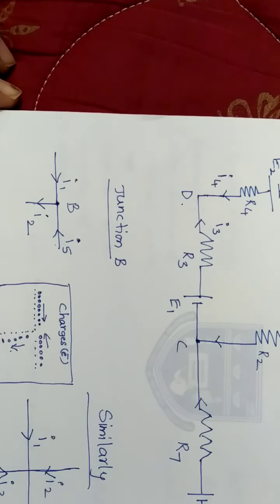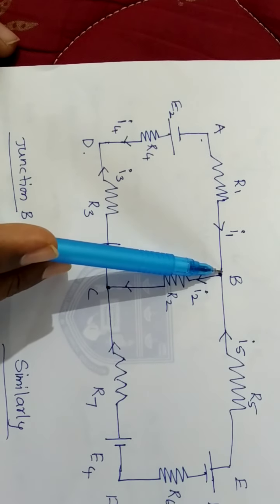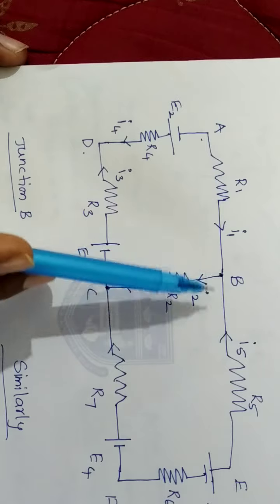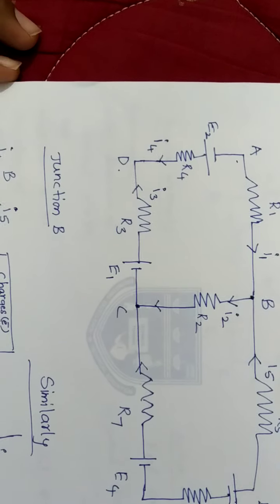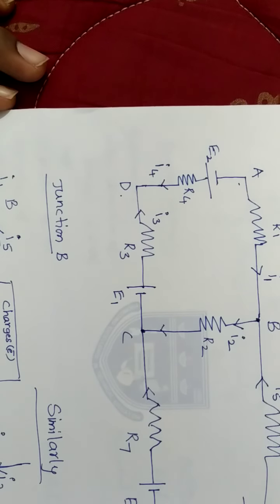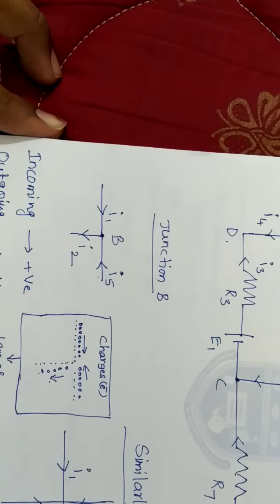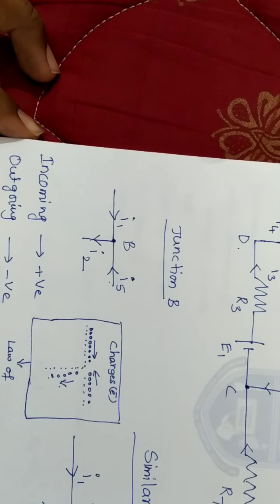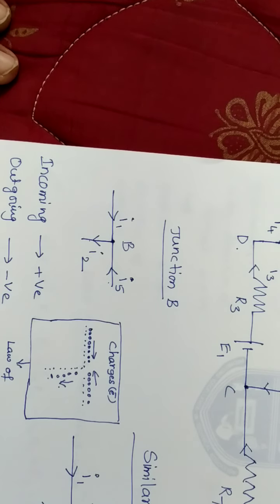Kirchhoff's junction law says that the algebraic sum of the currents meeting at any junction equals 0. What does it mean? Whatever current is coming or moving away, if you add all of them algebraically, that is, with a certain sign convention, then the total current becomes 0. So we can understand it in this way.